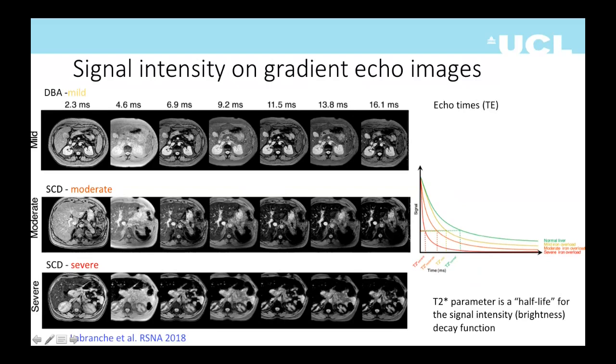Here we have a Diamond-Blackfan anemia patient with a mild iron overload in the liver. You can see that the liver is bright and progressively, as the echo times increase, gets darker. But if you have, for example, sickle cell patients with moderate liver iron overload, this darkening happens sooner, and if it's severe, essentially the next echo time has it equally dark as the last echo time. This is an important issue, and I'll discuss that a little bit later.